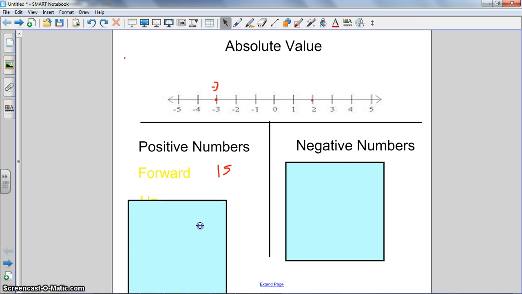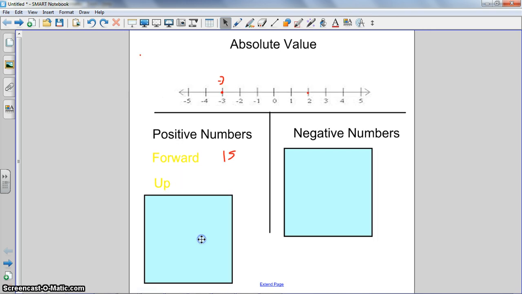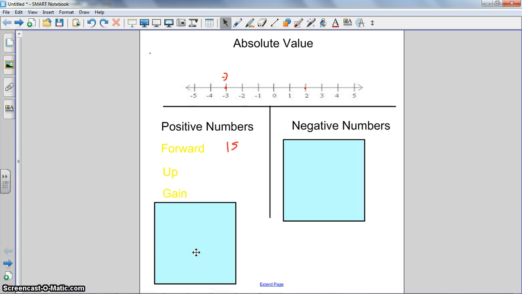We also use positive numbers when we're talking about going up. Like if you have a hot air balloon that goes up 20 feet, you would use a positive 20. We also use it if you're gaining something. You go back to the quarterback and gaining yards instead of saying forward. You could also talk about gaining money. Someone gives you something. Anytime you're getting something, you're usually going to use a positive number.